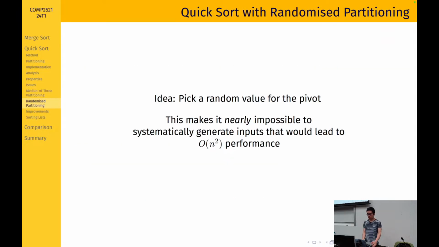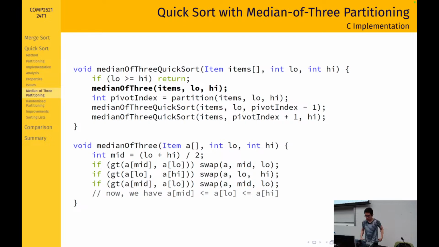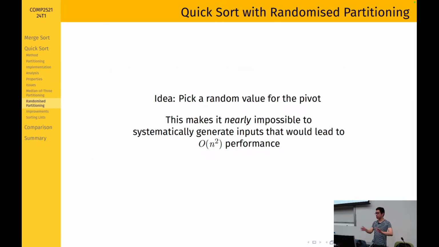So that is median of 3 partitioning. Another method of choosing a pivot is to choose it randomly. If you choose your pivot randomly, then there is no input that's going to consistently lead to the worst case performance of O(n^2), because it's random. At one point you might pick a bad pivot, and other times you'll pick a decent pivot, so it kind of averages out, and with randomized partitioning you get n log n performance almost all of the time.